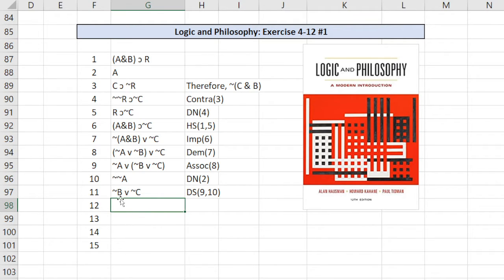Okay, I don't have B or C. I actually have the other way around. I have C and B. So let's flip it around: not C or not B. This is called commutativity, commutative property, depending on how you want to say it. 11. Now, it looks like I'm really, really close to my answer, but there's something missing.